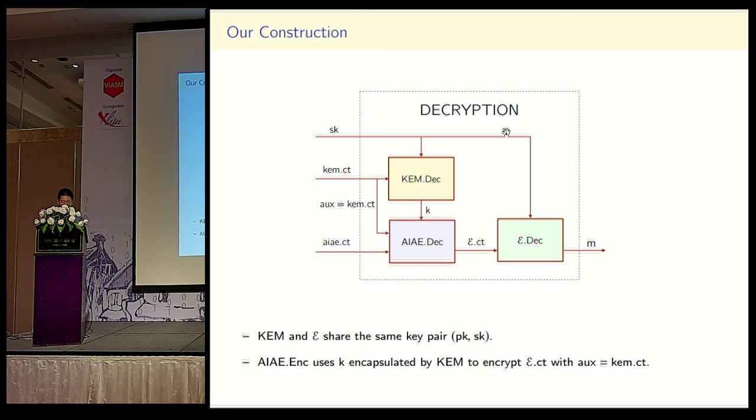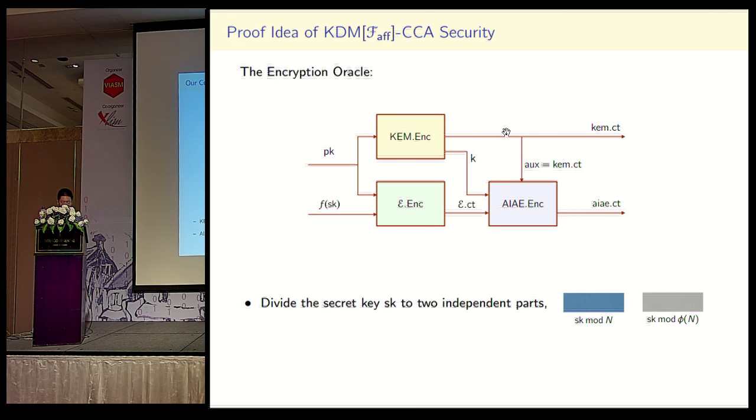The KEM will decrypt the ciphertext to recover the encapsulated key K. And with the key K, AIAE can decrypt AIAE CT to recover E CT. And finally, the message M can be recovered. Now we show the high-level overview of how to prove our KDM-CCA security for affine functions. We will divide the secret key SK into two independent parts, the blue part SK mod N and the gray part SK mod 5 of N.